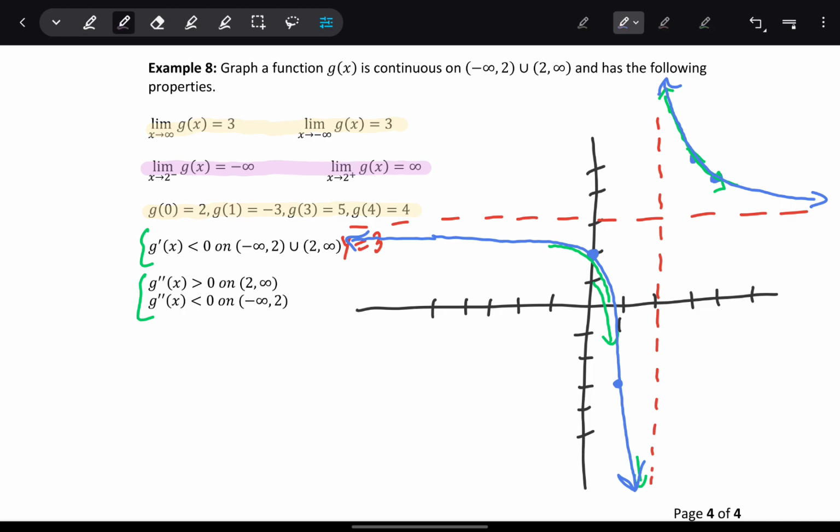And again, what we're after is this line in blue, this curve that sketches the graph of what this function should look like, or what a function would look like if it had these particular characteristics.